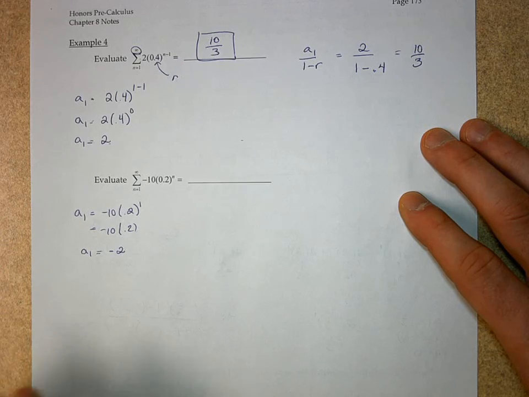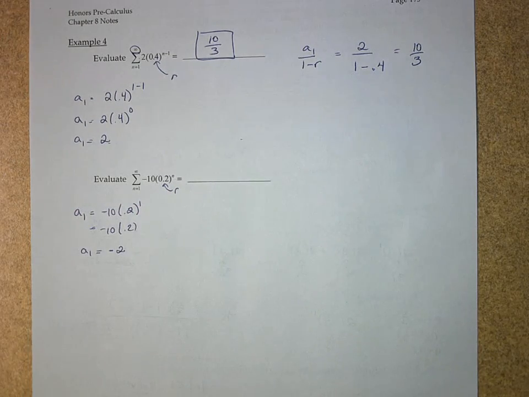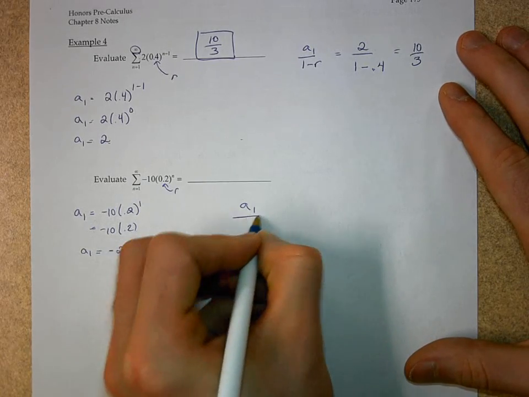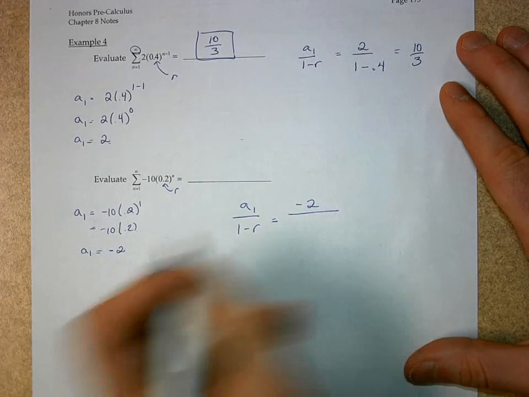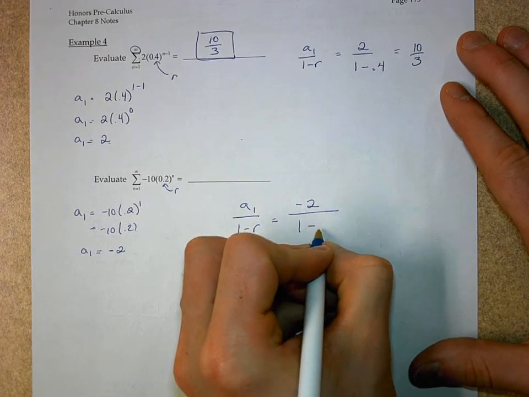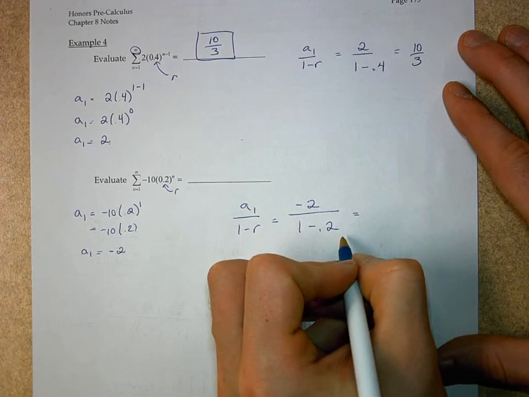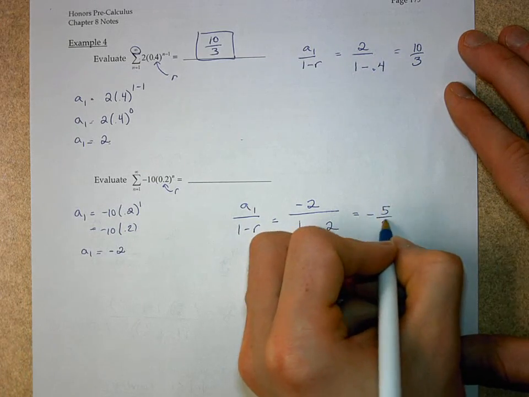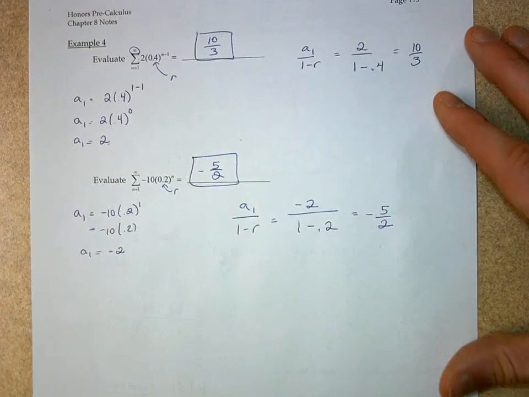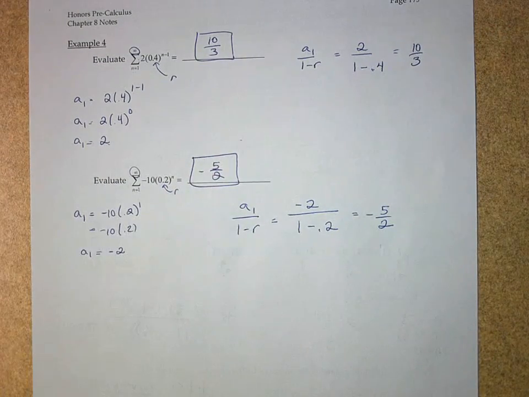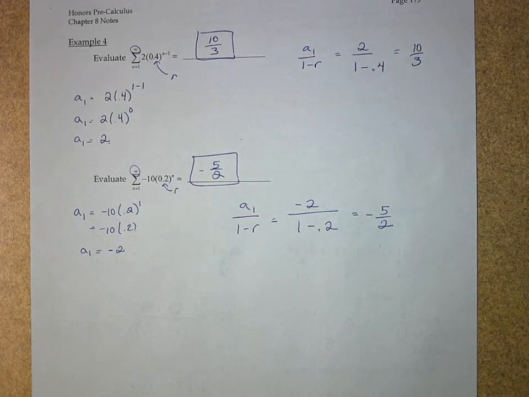negative 2. My r right there is the value that is inside the parentheses. So a sub 1 over 1 minus r. A sub 1 is negative 2. And then 1 minus r, which is 0.2. So negative 2 over 1 minus 0.2 is negative 5/2. So once again, even though we have an infinite series up there, we end up with a regular number as our answer.